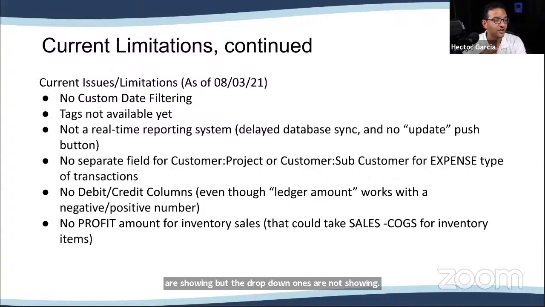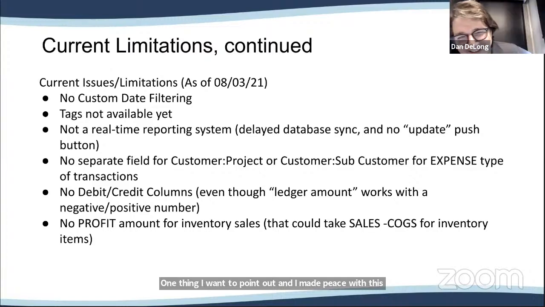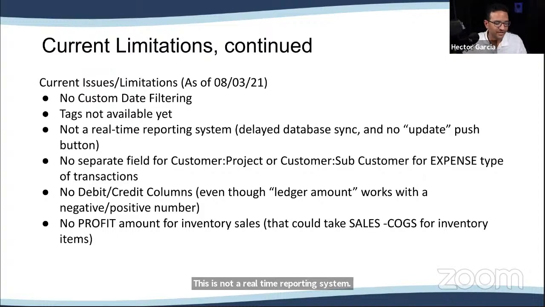So I also mentioned custom date filtering. That's not there. Tags are not available. I don't get it. The tags should be available. If you add tags, you need a report for it. One thing I want to point out, and I made peace with this, that's why I'm not going to put it in my bunkers category: this is not a real-time reporting system. QuickBooks is pushing your data to, let's call it, a separate database for this. So it's an entirely different database that is being synced every couple of hours.